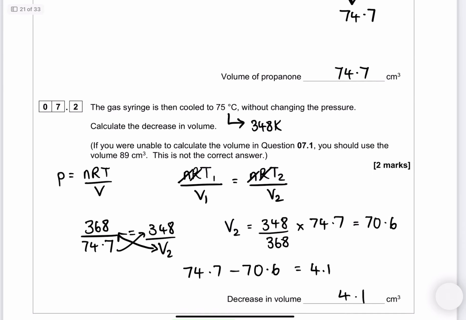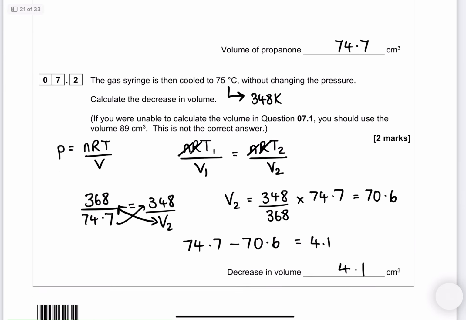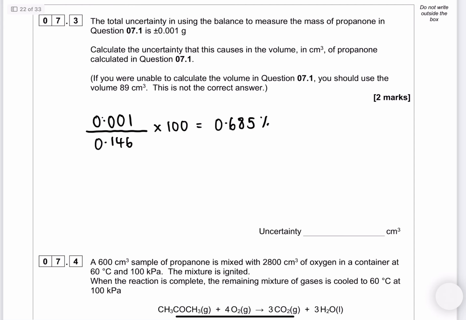So we go back to 7.1, it was 74.7. So what is 0.685% of 74.7. And that is equal to 0.51 centimetres cubed. So the uncertainty is 0.51. So we're quite certain at 74.7 plus or minus a half a centimetre cubed.